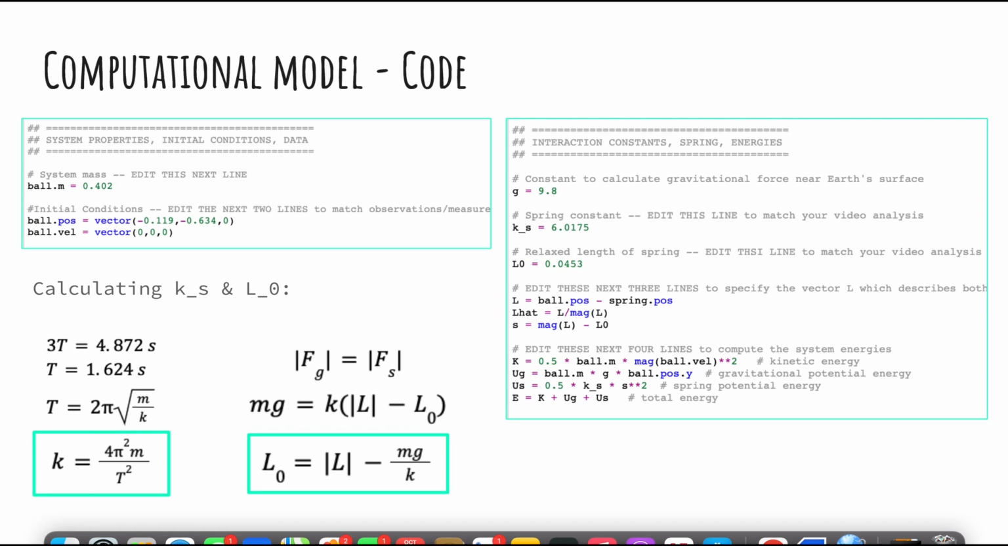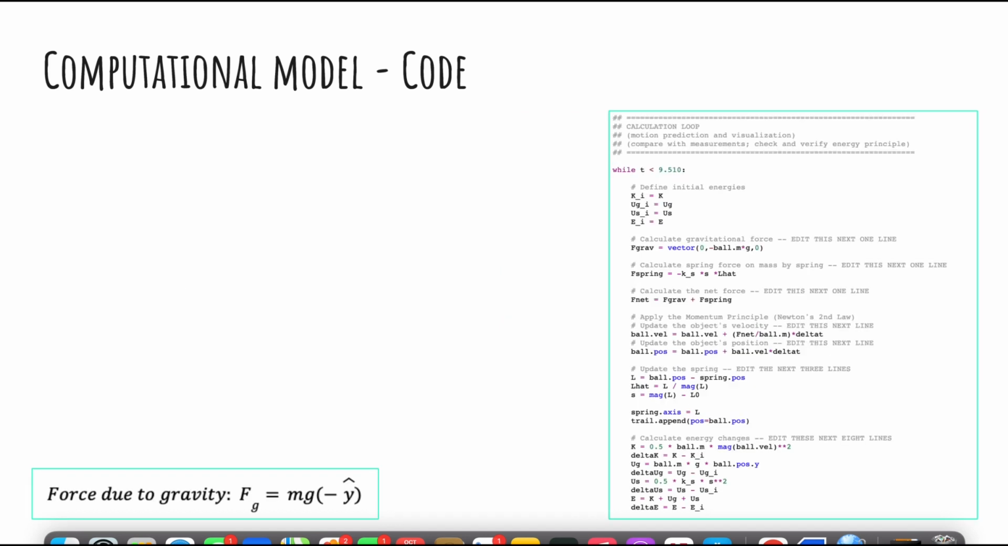0.0453 meters. Finally, using the formulas introduced at the beginning, I edited each system energy and set the total energy to be the sum of all individual energies. For the calculation loop, I first changed the time interval to go up until 9.510 seconds, which reflects the time where the object is in its final position in Tracker.